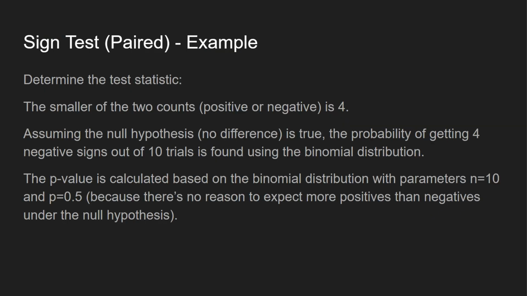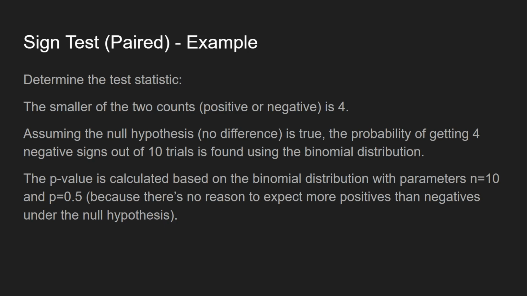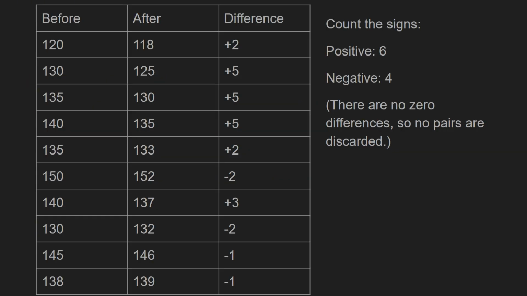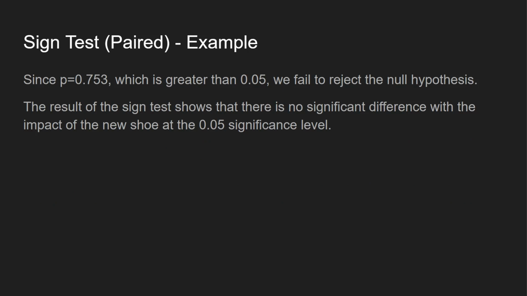Then what we want to do is find the minimum. Well, we have 6 positive, 4 negative, so we're going to go with 4. And then also we have 10 for n. There's none that are 0, so we count positive plus negative, which is 10. And we say the probability is 0.5. And then once we run the binomial test, we get a p-value of 0.753.